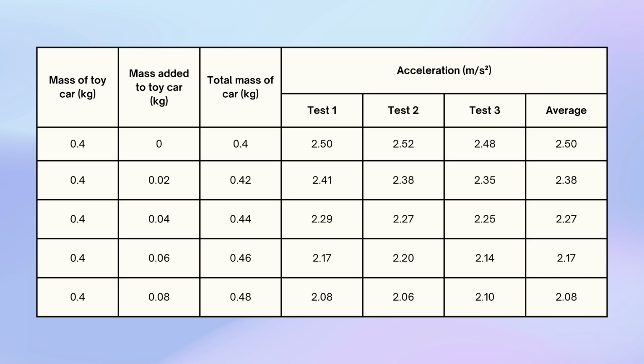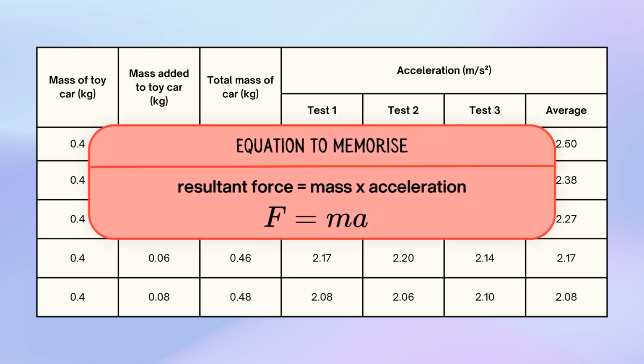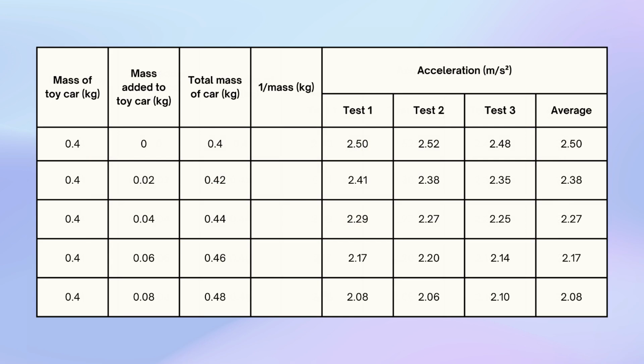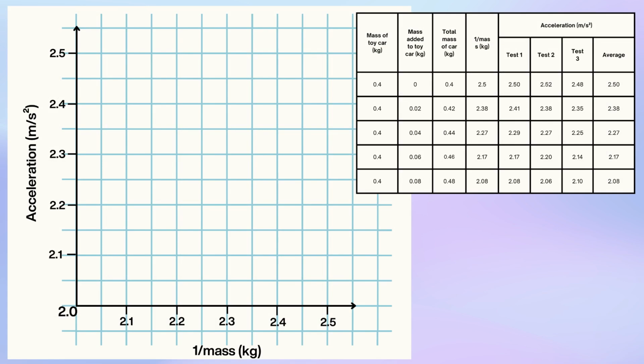Once we have completed 3 trials with each mass on the car, we record our data in a table like this. Newton's second law of motion tells us that acceleration is inversely proportional to mass. To see if our experimental data fits this, we should add a column to our table which finds 1 over mass. Once we have filled in this data, then we can plot 1 over mass against acceleration on a graph to check if the relationship between mass and acceleration is inversely proportional.